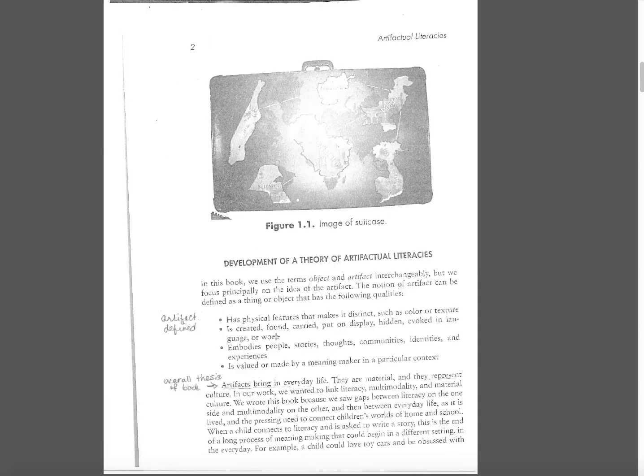I keep track of definitions. So artifact is defined on page 2. So I have that marked, so that I know where to go to find out what they mean by the word artifact, right? Because there's going to be lots of ways of defining different things: literacies, literacy, artifact, reading, meaning, those kinds of things. I also have here overall thesis of the book. I know that because I've read the book.